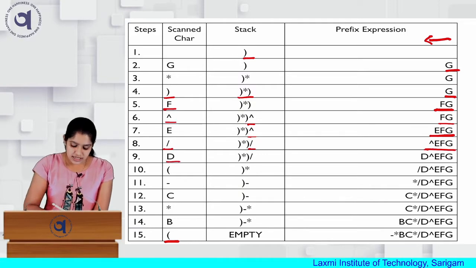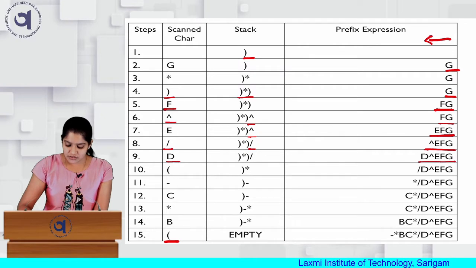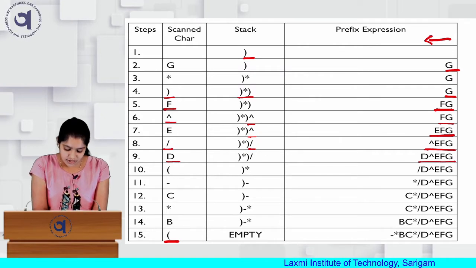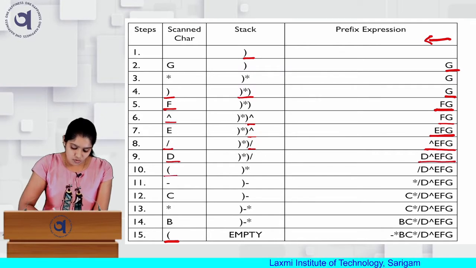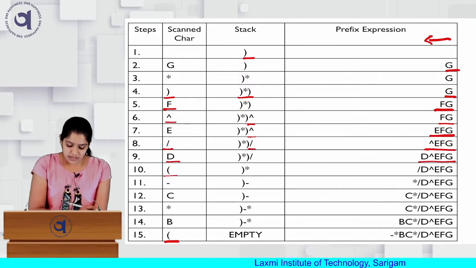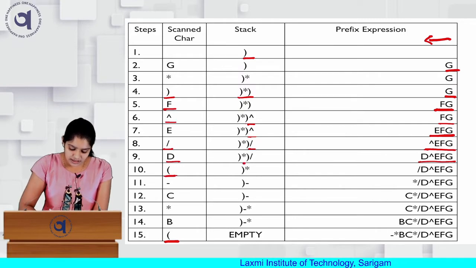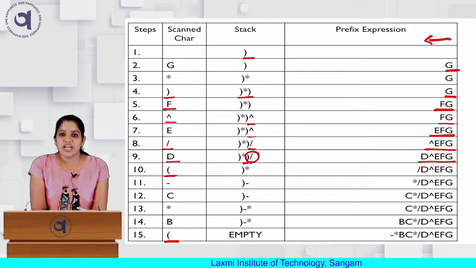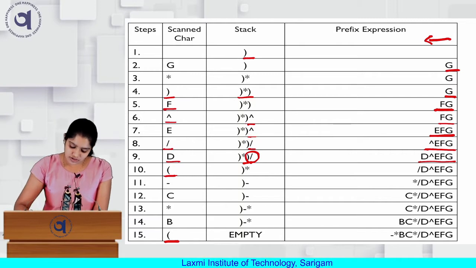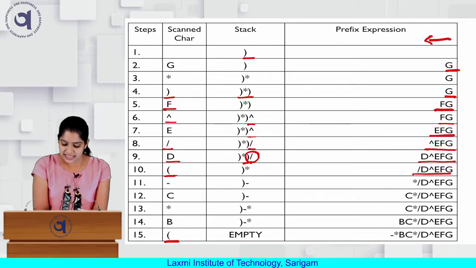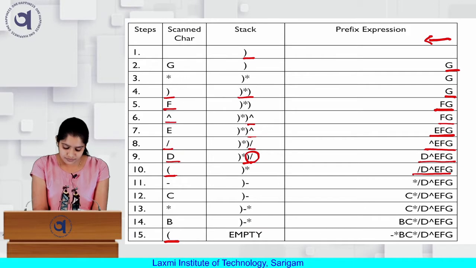Then next is D, an operand, so simply push it over here. So, we have D cap E F G. Then there is an opening bracket. In between this opening and this closing bracket I have this slash, so I need to pop this slash from the stack and push it to the prefix expression. That is what I have done over here, that is slash D cap E F G.